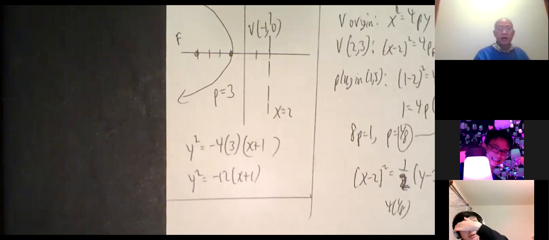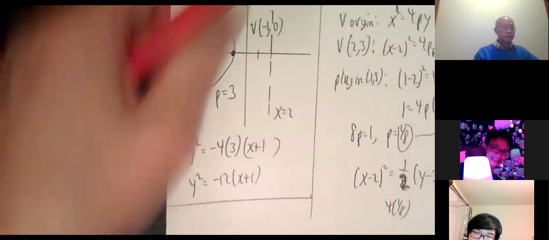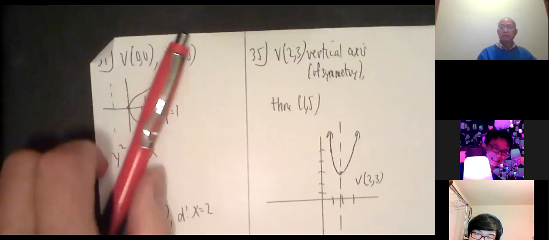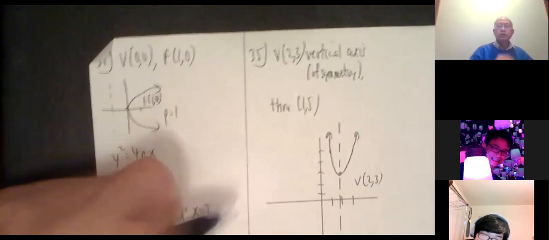Okay, and finally 35, and I think I would have literally done all the parabolas. I can see that there really wasn't much to it. Again, I should say my 35 doesn't match your 35. The vertex is 2, 3.